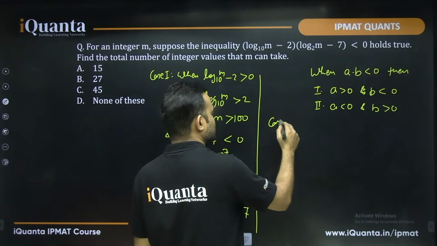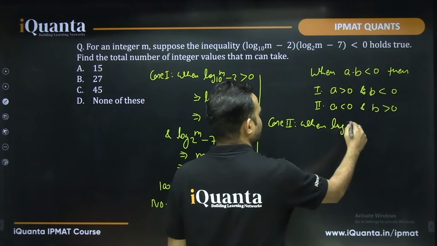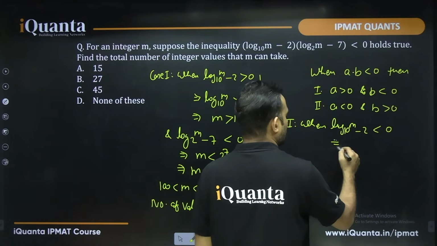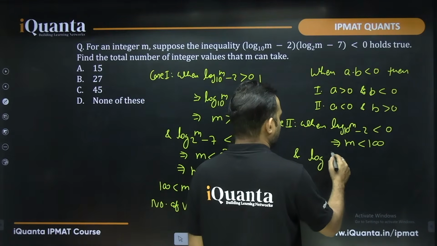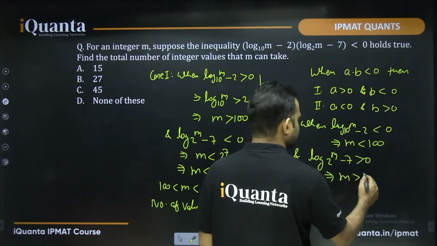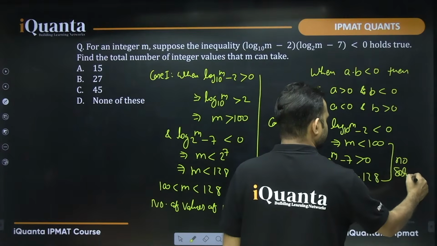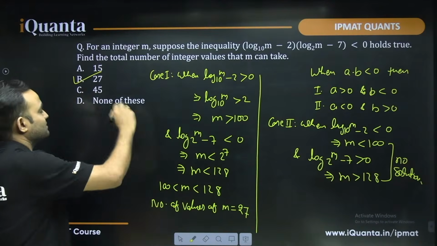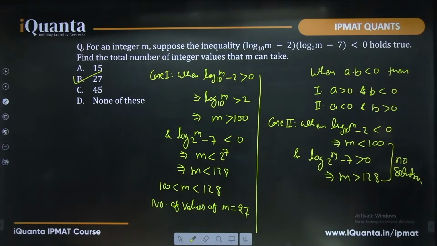Then comes case 2, when log m to the base 10 minus 2 is less than 0, or m will be less than 100, and log m to the base 2 minus 7 is greater than 0, or m is greater than 128. Taking these two, no solution. So there will be 27 different integral values of m for which this will be correct.